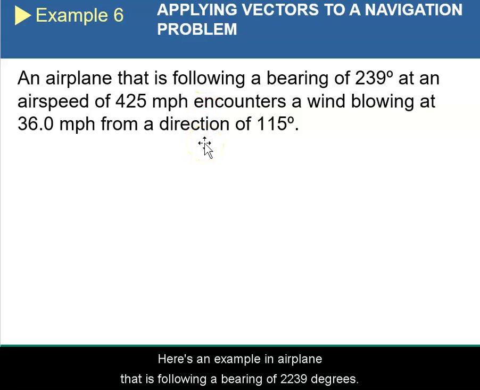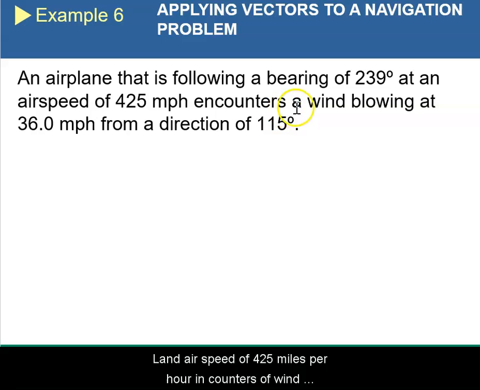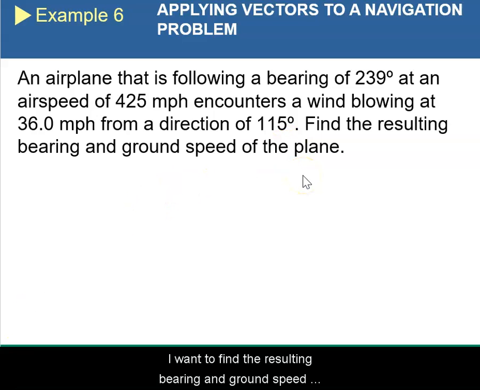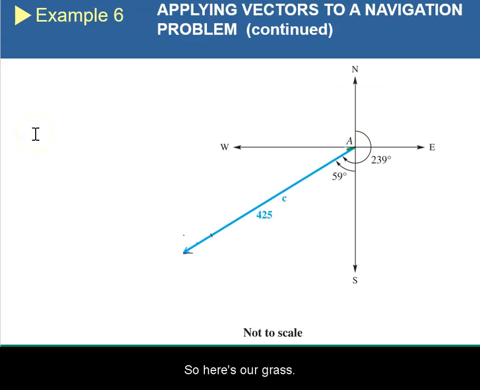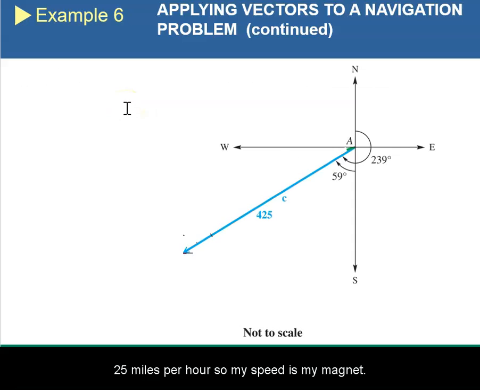So here's our example. Okay, an airplane that is following a bearing of 239 degrees at an airspeed of 425 miles per hour encounters a wind blowing at 36 miles per hour from a direction of 115 degrees. So we want to find the resulting bearing and ground speed for the plane when we take into consideration the wind, right? So here's our graph. So I'm at a bearing of 239 degrees. I am at 425 miles per hour. So my speed is my magnitude, right?